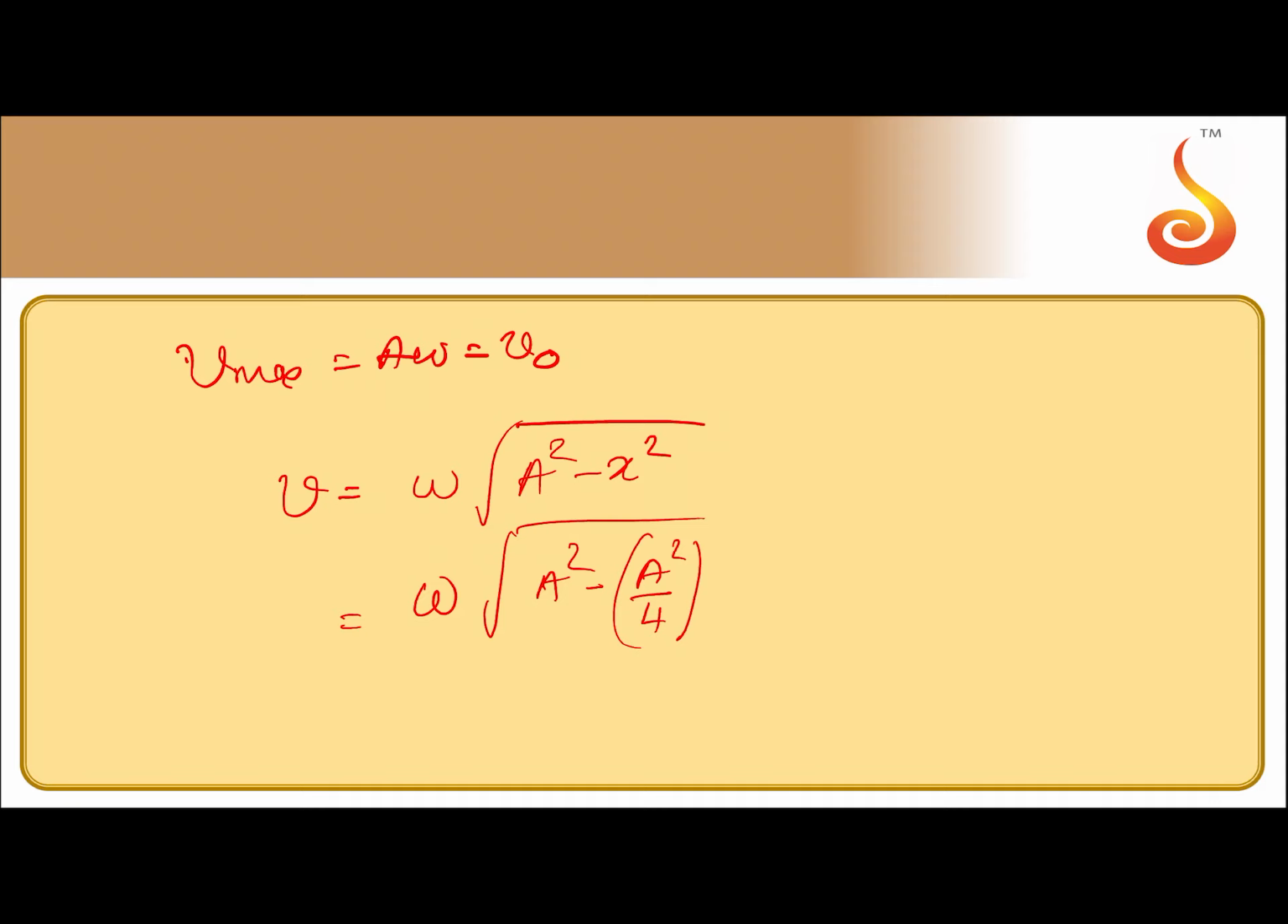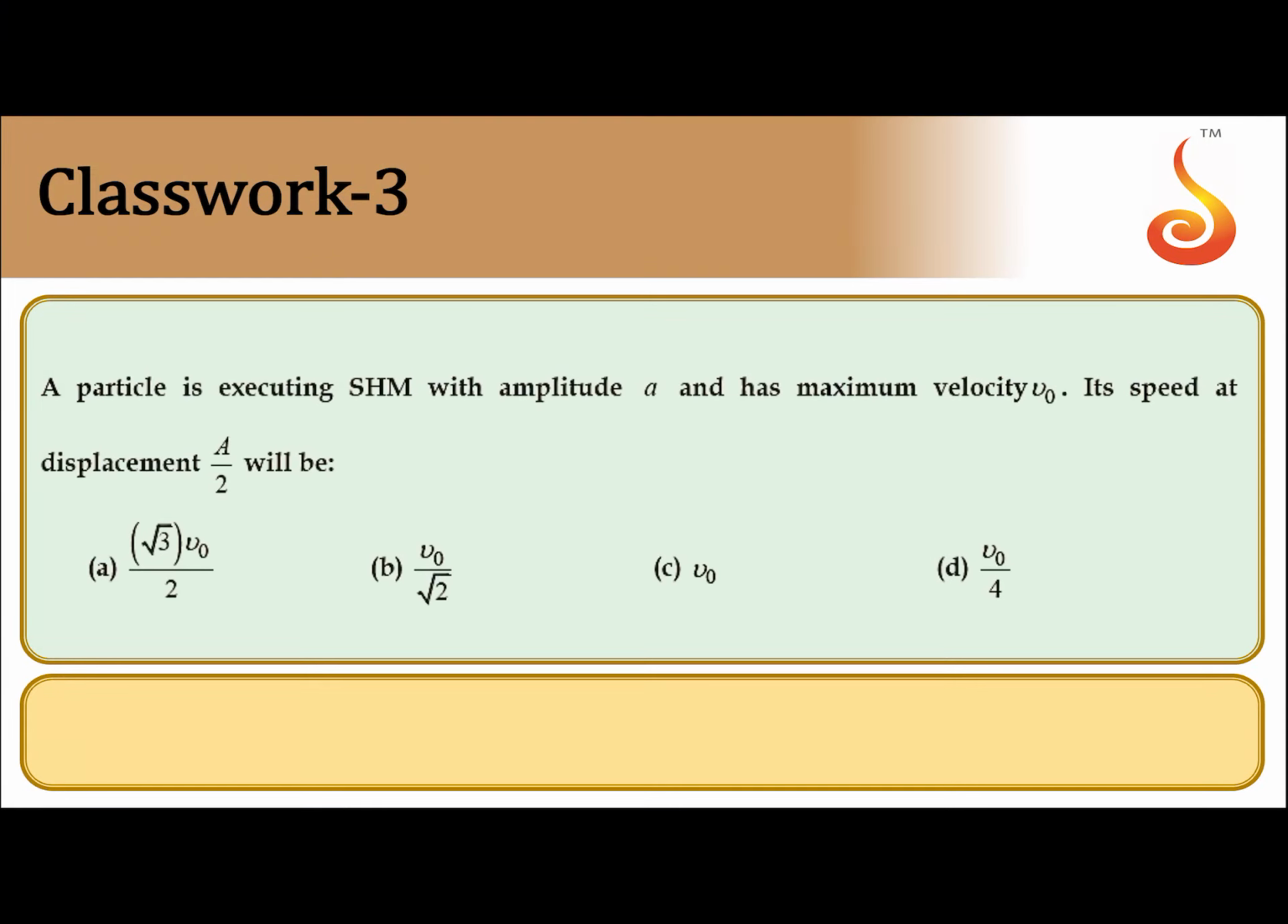Speed at a displacement, this one. So omega, this is 4 minus 1, 3. Thus I have a by 2 root 3. Or this omega a is nothing but v0. v0 into root 3 divided by 2 is the speed of the particle at half the amplitude. So v0 divided by 2 root 3 times. A is our correct choice.